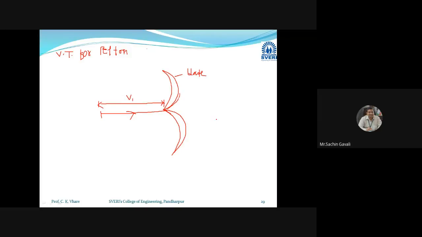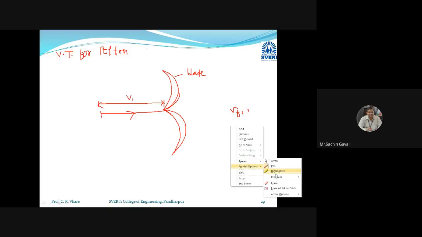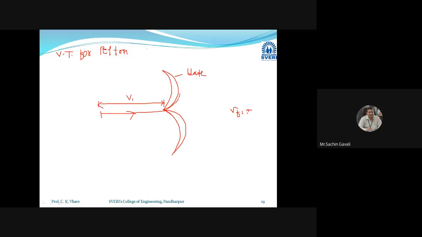Therefore this entire will be V1. And in that case, what will be the property? Vf1 is equal to 0. Pelton will say the first property is that Vf1 is equal to 0.